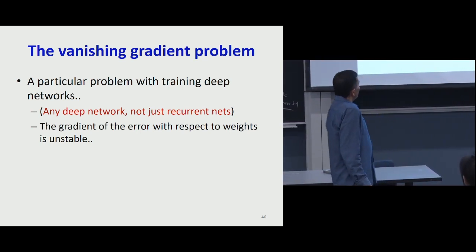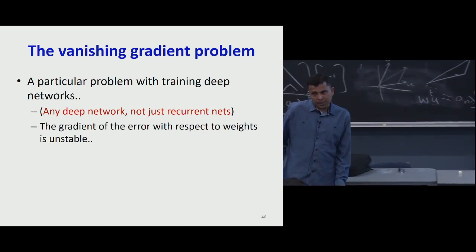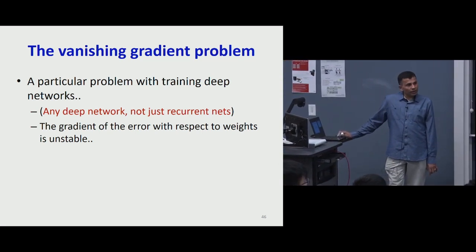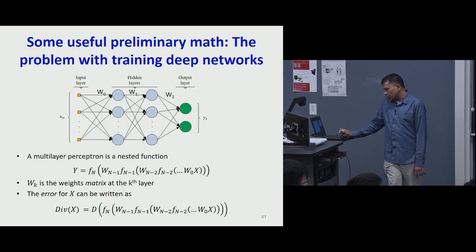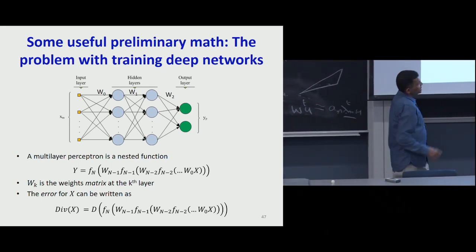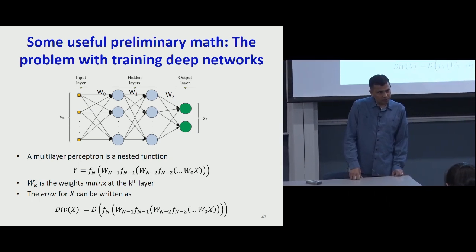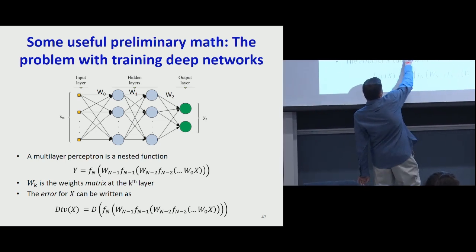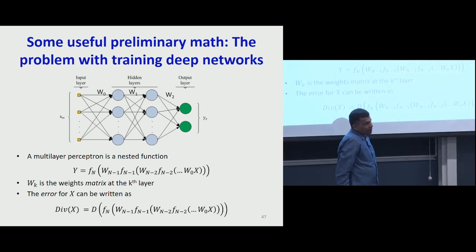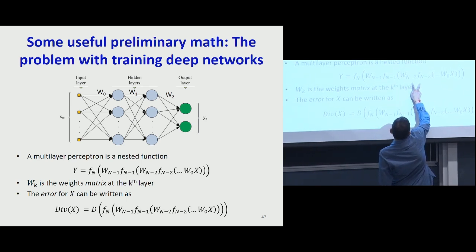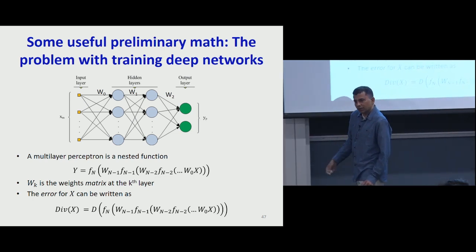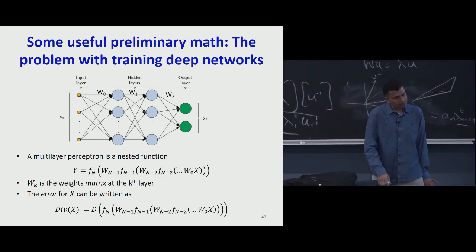vanishing gradient problem. Now, this is not just specific to recurrent networks. This holds true for any sufficiently deep network. To understand it, let's look at a deep network. If I have a network with many, many layers, the output is basically a nested function. The output of the network is the output activation applied to a weighted combination of the activation of the penultimate layer, which in turn is the activation applied to a weighted combination of the second to last layer, which in turn is a weighted combination of the third to last layer, and so on. Affine combination, not so much weighted.